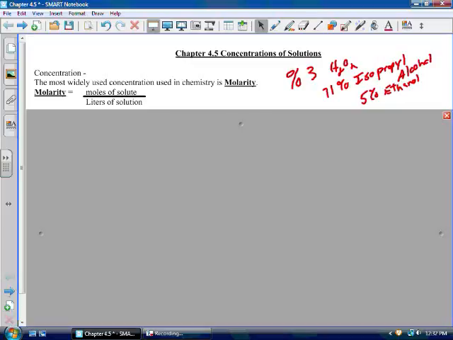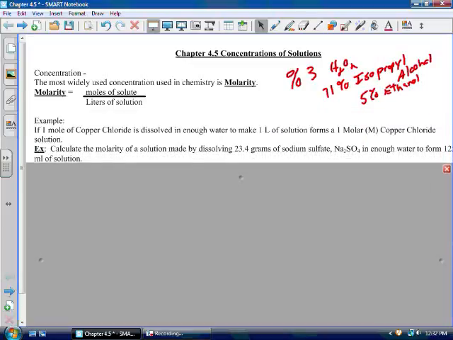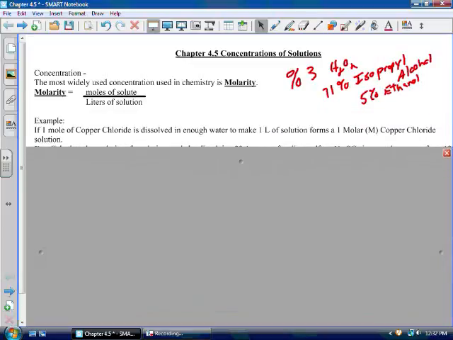In chemistry, most commonly we use a term called molarity. Molarity is defined as the moles of a solute per liter of solution. When we're measuring molarity, you will see things called a 1 molar solution, or a 5 molar solution, or a 2.4 molar solution. If I have a 1 molar copper chloride solution, all that is telling me is that I've taken 1 mole of copper chloride and dissolved it in enough water to make 1 liter of solution with the water and the solute combined. We say that's 1 molar, and we use a capital M to designate molarity.